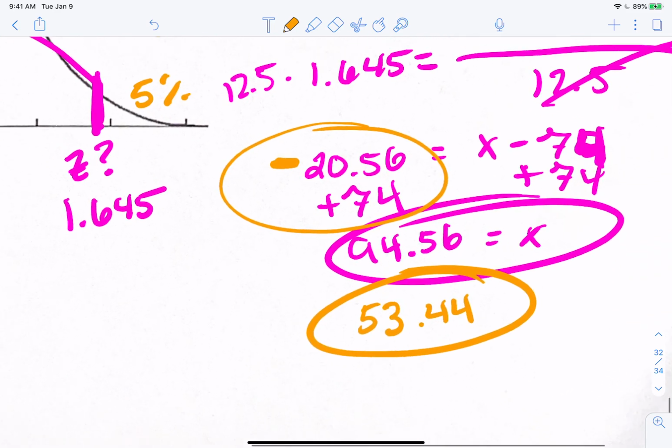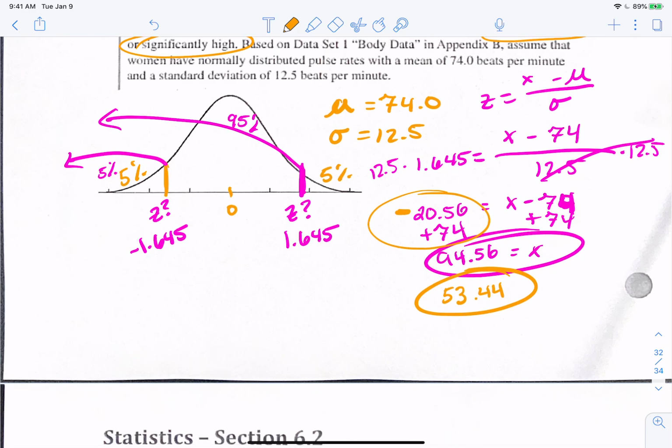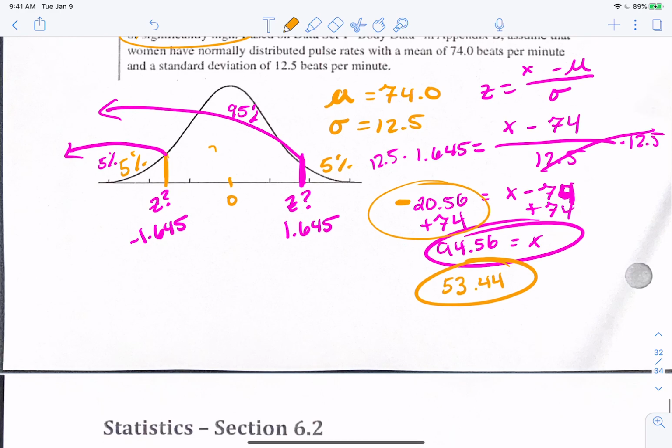You're wrong. All right, so what does this mean? It means 94.56 and 53.44. 90% of the heart rates are between 53.44 and 94.56. That's a good way to put it. Where did you get 90% from? Because 95 minus 5 is 90. 90% of the heart rates are between these two. We could have said 5% of people have a heart rate that's higher than 94 and 5% have a heart rate lower than 53, right? There are lots of interpretations of what we just found. Good?